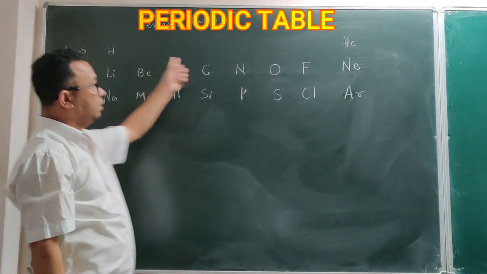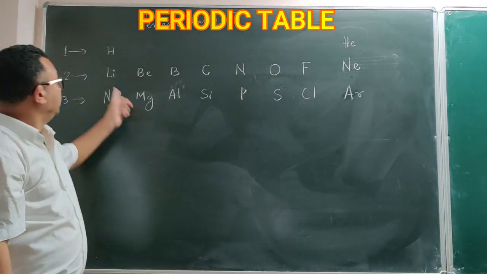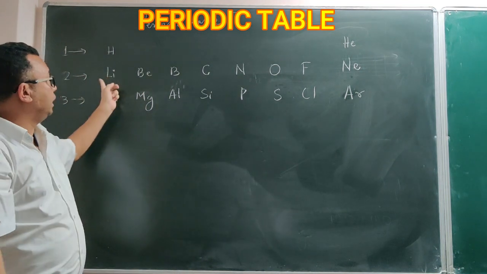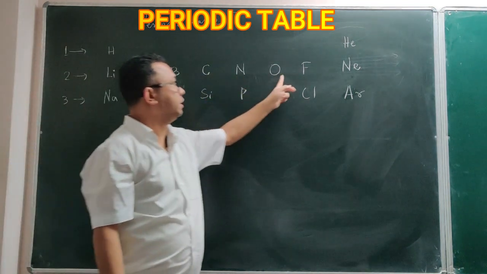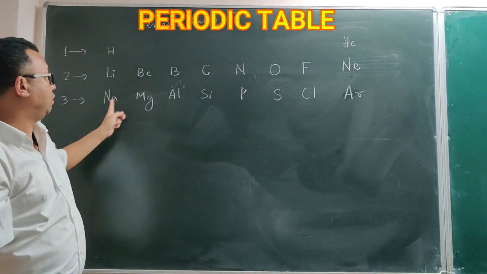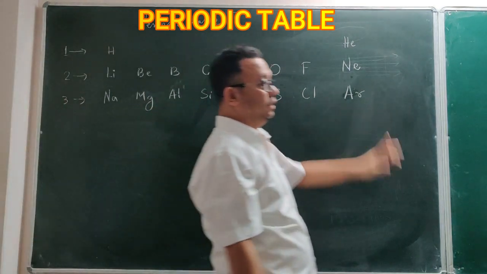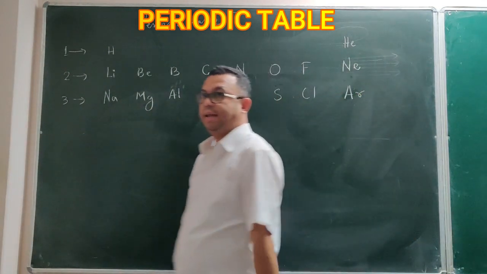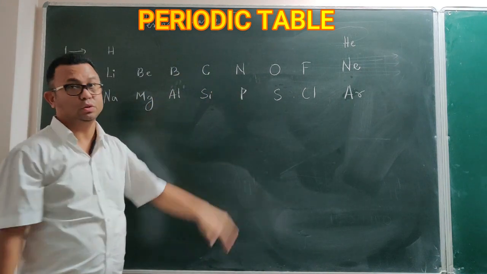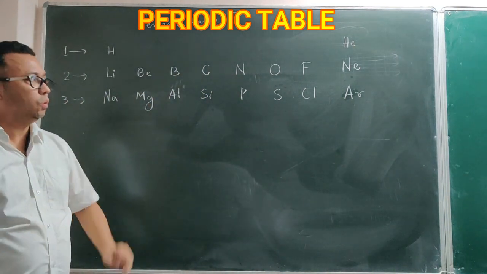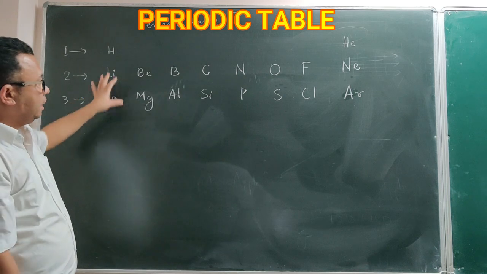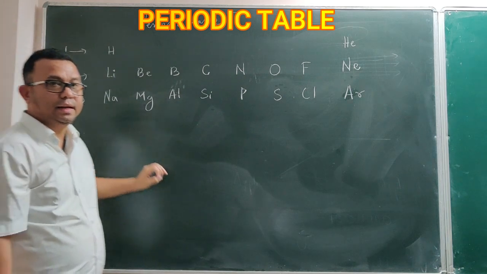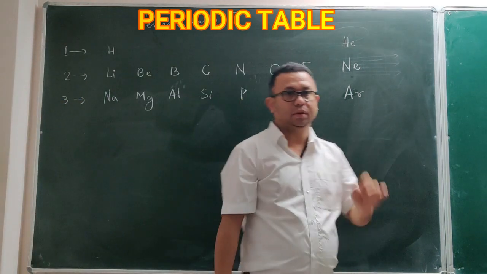Here, period 1 has 2 elements as we mentioned. Period 2 has 8 elements. If you count, 8 are there: 1, 2, 3, 4, 5, 6, 7, 8. And period 3 also has 8: 1, 2, 3, 4, 5, 6, 7, 8. So altogether 18. So 8 plus 8 plus 2. And you should note that these elements are arranged in ascending order of their atomic number.